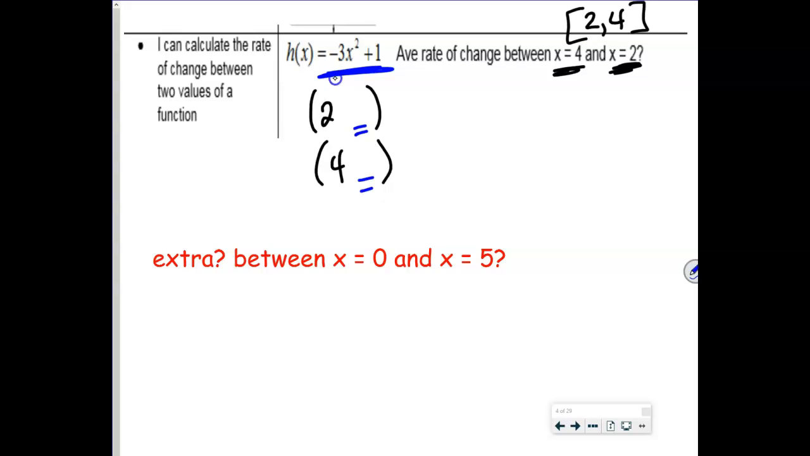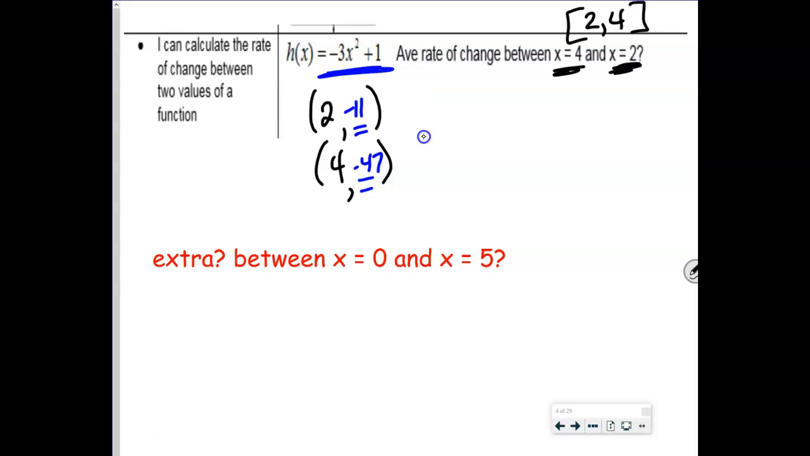So real quick, guys, if I plug in a 2, that is 2 squared, or -11. And if I plug in a 4, that is -47. Will we double check that? It's a Monday morning math problem.